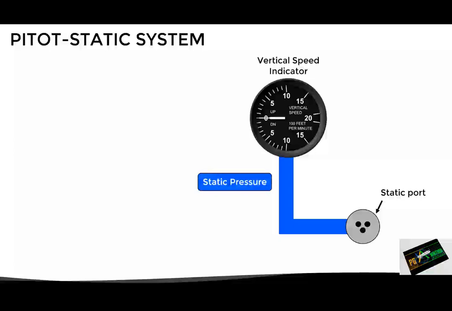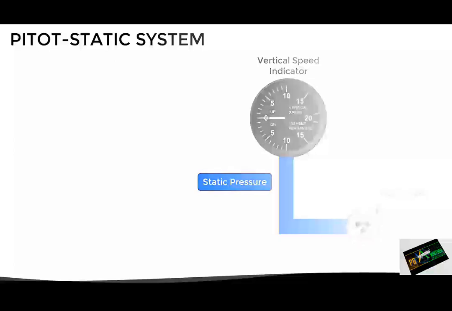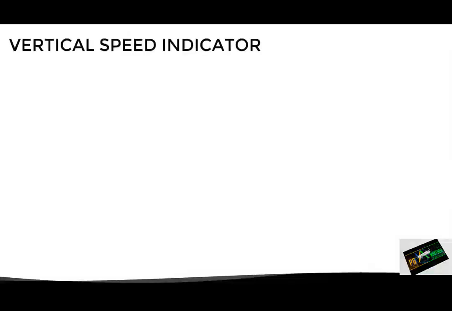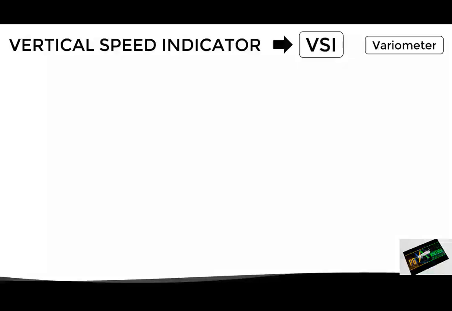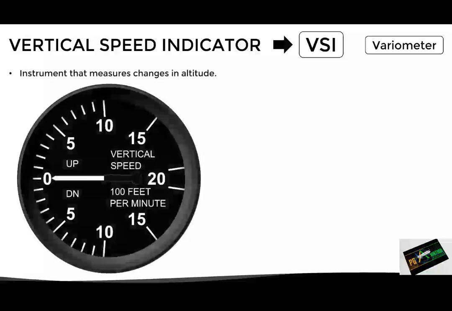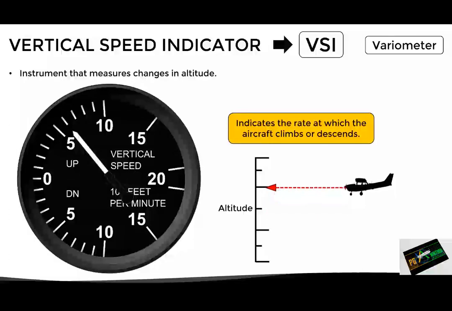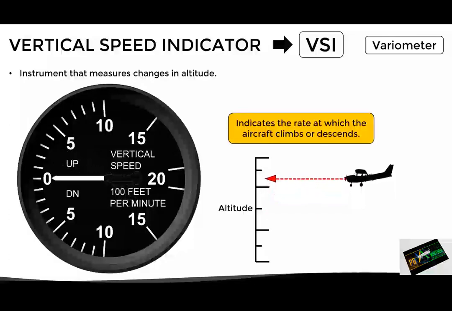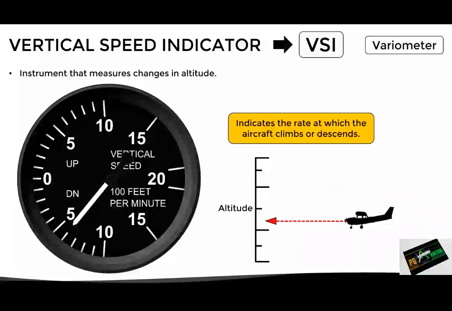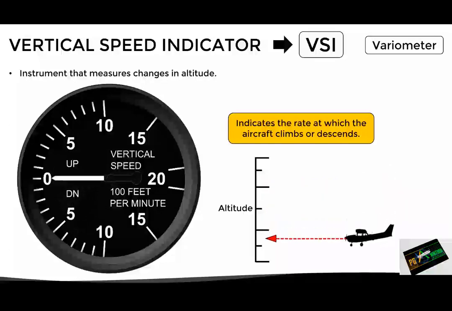static pressure information only. Now, the vertical speed indicator is abbreviated as VSI, and sometimes it is referred to as the variometer. This is an instrument that measures changes in altitude. In other words, it indicates the rate at which the aircraft climbs or descends. So looking at this instrument, the pilot can tell if the aircraft is in level flight, climbing, or descending, and how fast the altitude is changing. Usually, this rate of climb or descent is expressed in feet per minute.